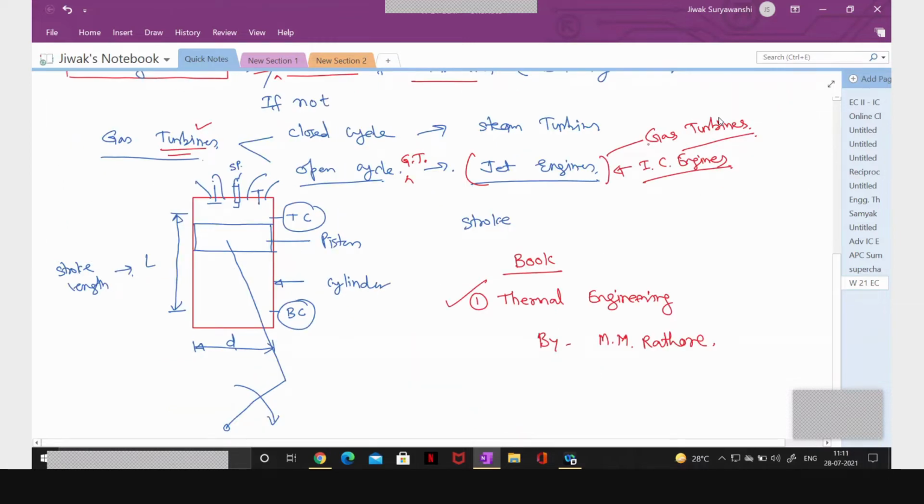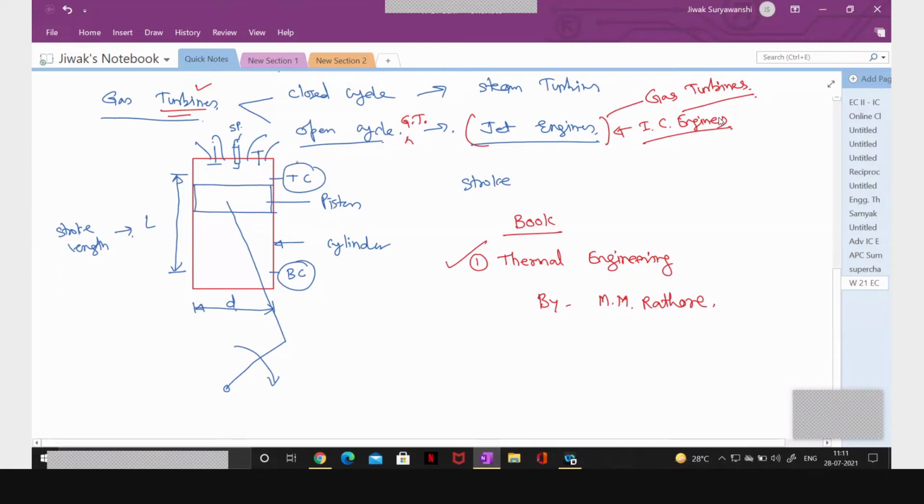Then let us now study the working. This is just a little revision of what we have studied in thermodynamics. Now, what are the various engine parts? The first one is the piston, and the second one is the cylinder. Then these are the valves. These are the intake valves, and this one is the exhaust valve.